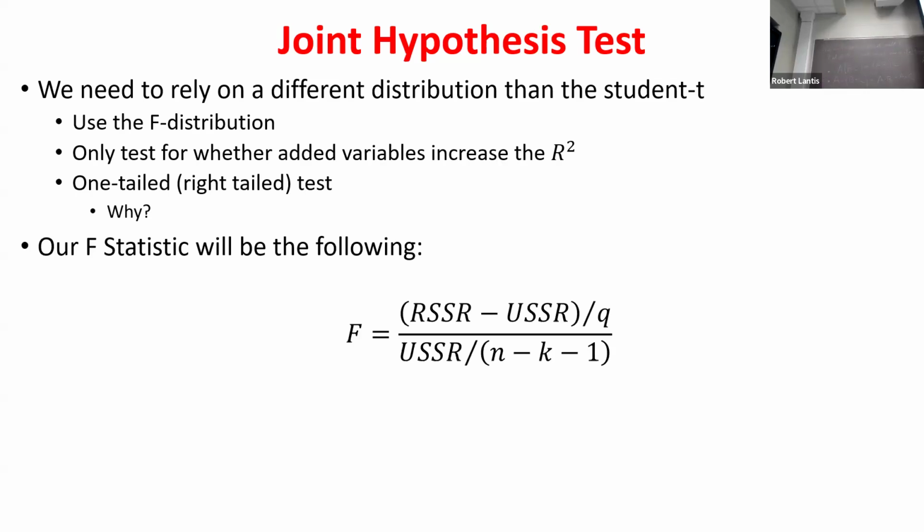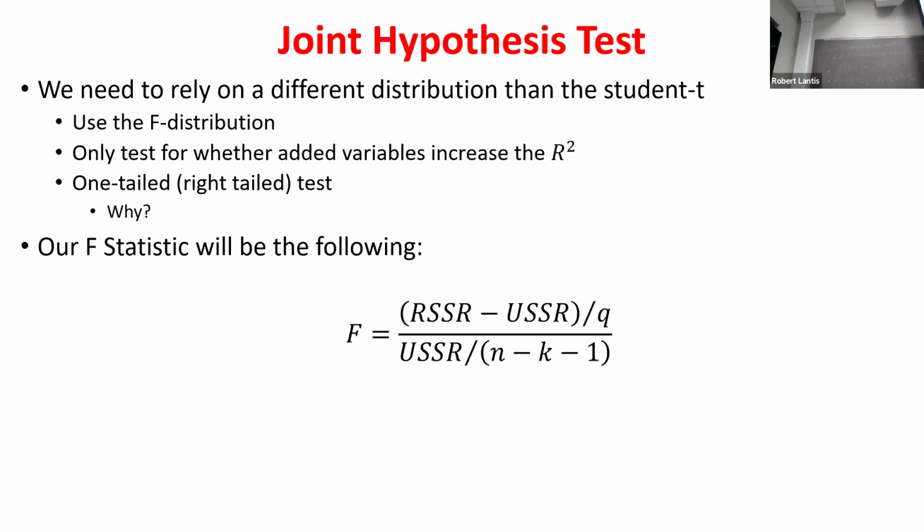This is really what we're doing, and it lines up with what's going on behind the scenes. I wrote this SSR in a slightly different format to keep some of the letters a little more clear. Here is my restricted model's sum of the squared residuals, or the residual sum of squares. Here is my unrestricted model's sum of the squared residuals. These represent the amount of variation that I can't explain in my Y variable.